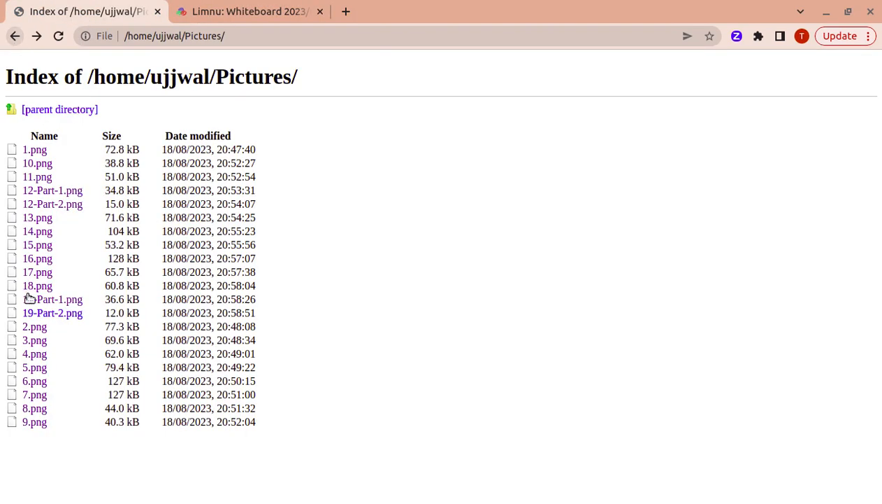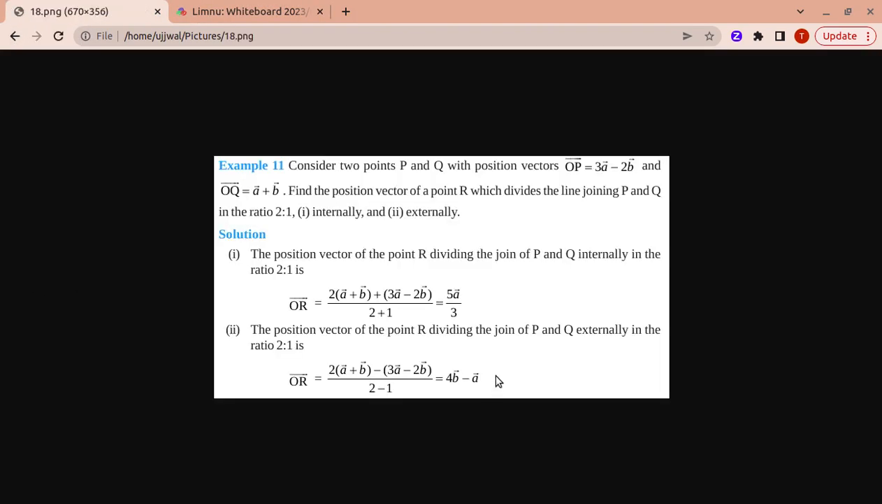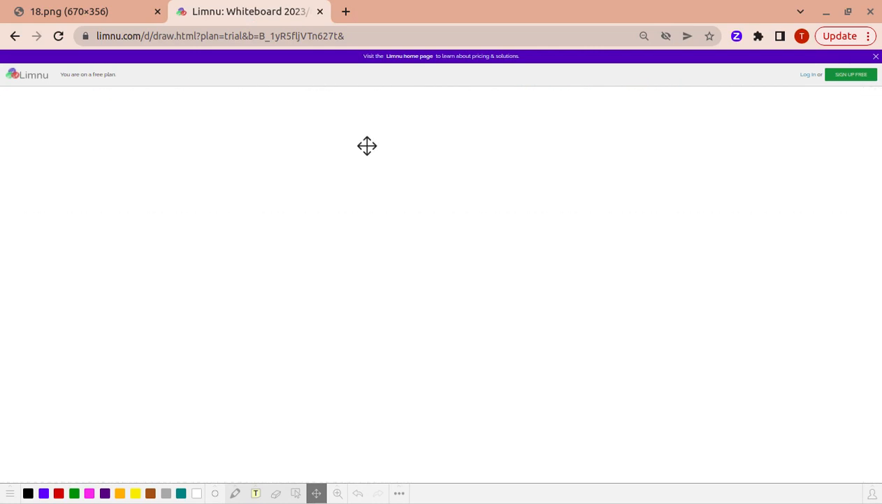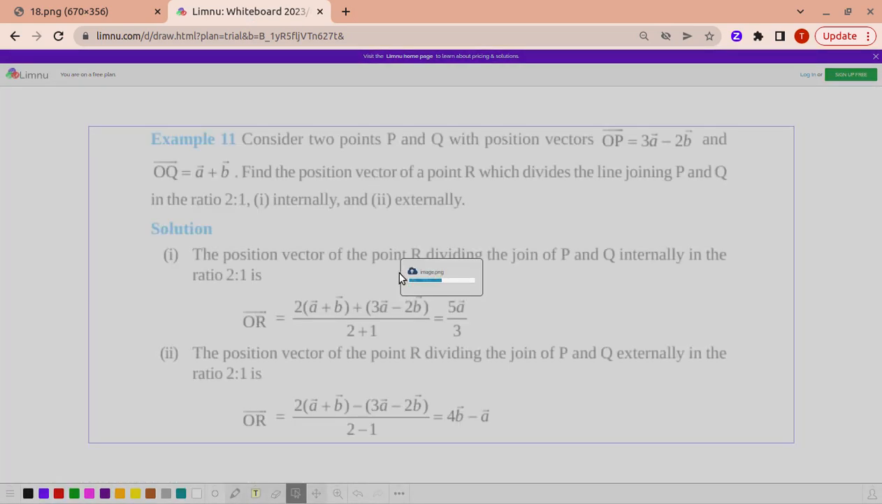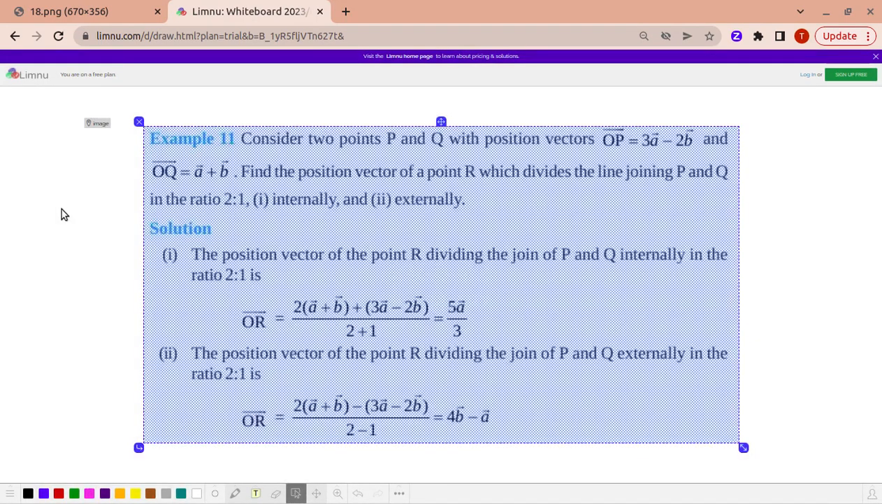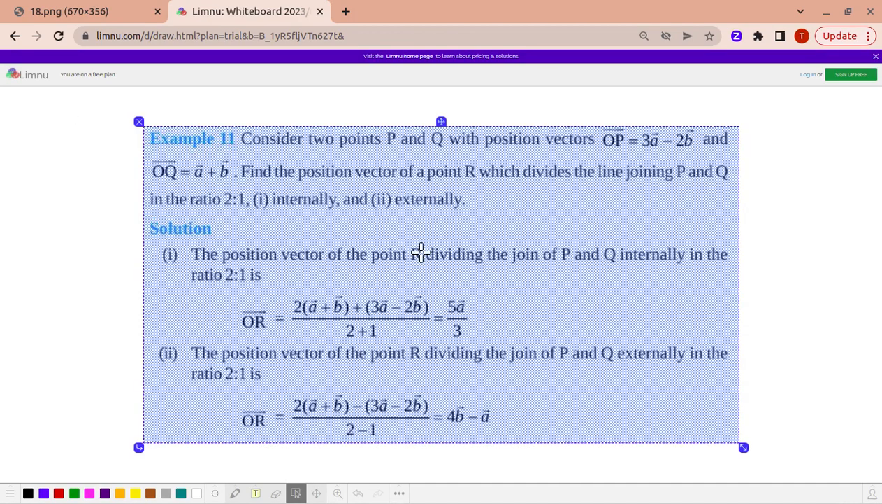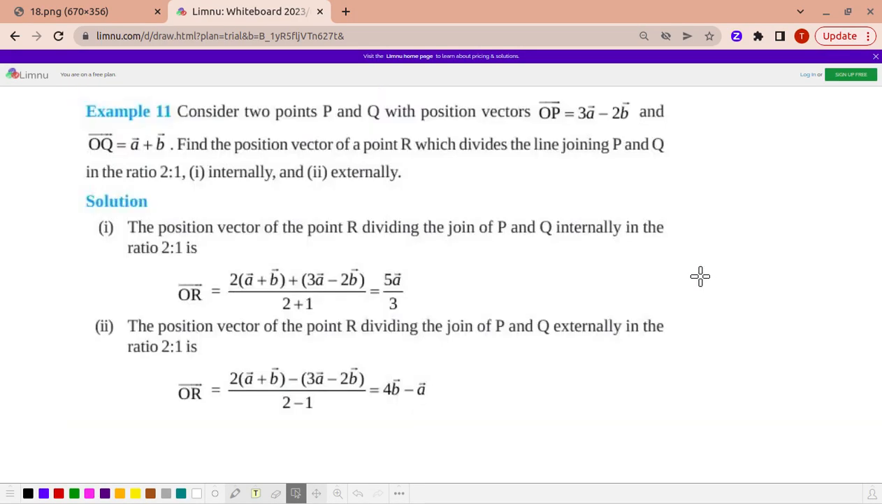Now let's go to the next one. Let's look into one example. The question here is: let us consider two points P and Q with position vectors given, OP equal to 3a minus 2b and OQ equal to a plus b. Find the position vector of the point R which divides the line segment PQ in the ratio 2:1 internally and externally. Very simple.